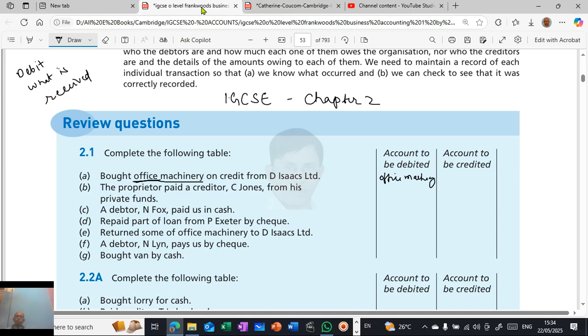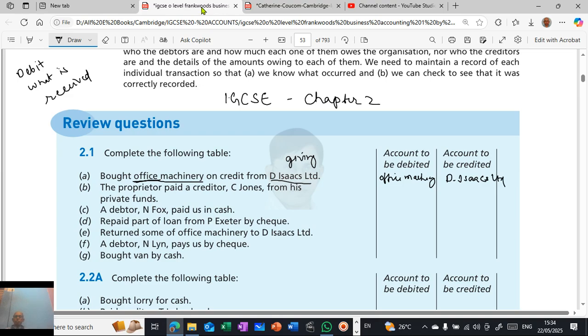On credit from D Isaacs. See, this is how you have to break the transaction for you to understand, so the concept is clear. So who is D Isaacs? He is the person who is giving machinery to the business. So D Isaacs Limited will be credited.